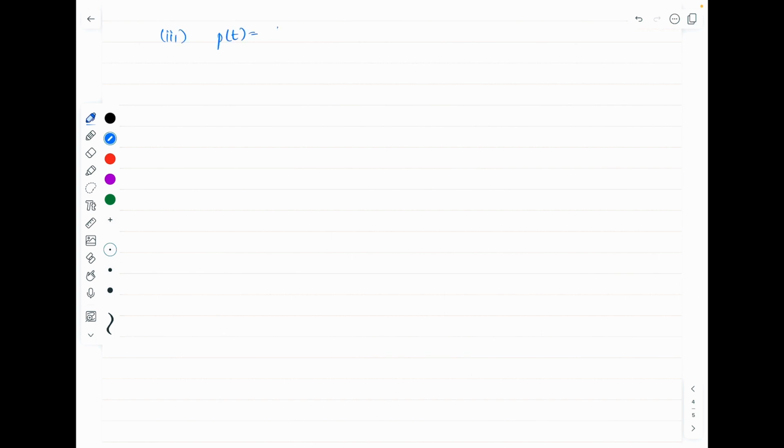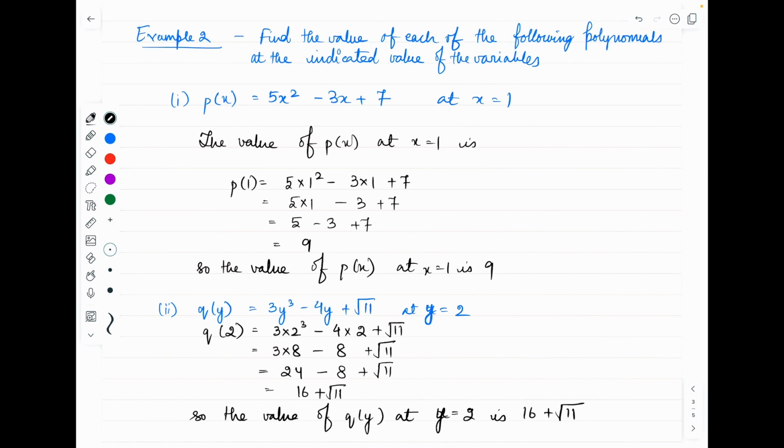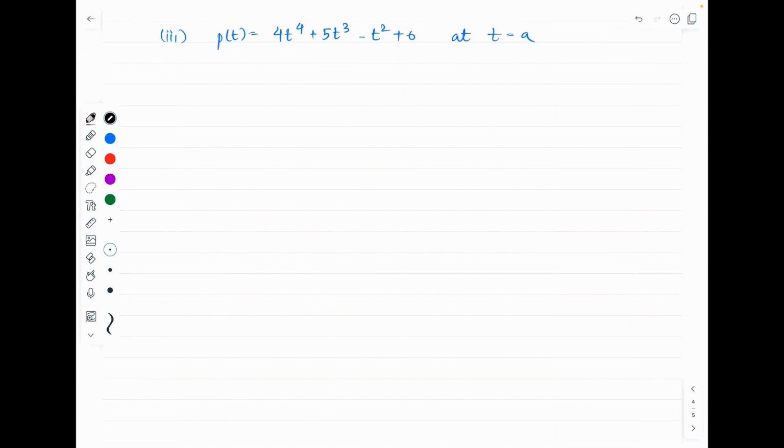The third question is p of t equals 4t to the power 4 plus 5t cube minus t square plus 6 at t equals a. Okay, this is simple. Here we do not have to solve. Instead of t we have to put only a. So p of a is 4a to the power 4 plus 5a to the power 3 minus a to the power 2 plus 6. This is the answer. Understood?